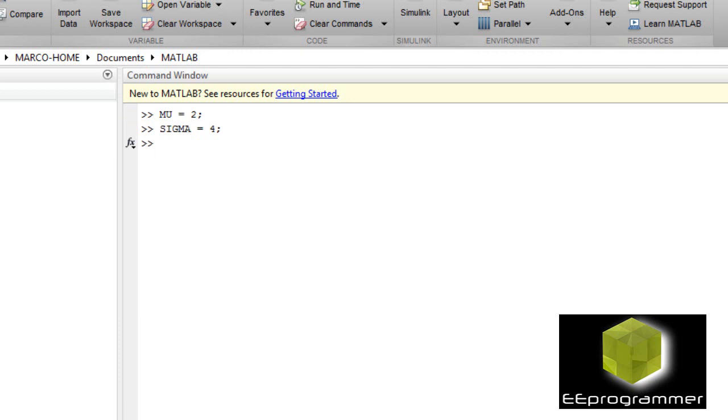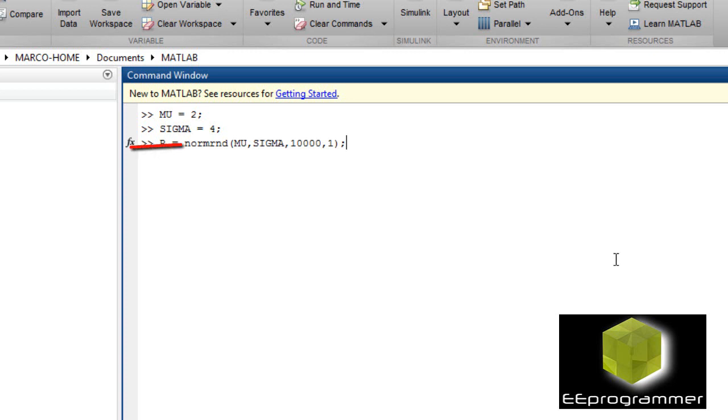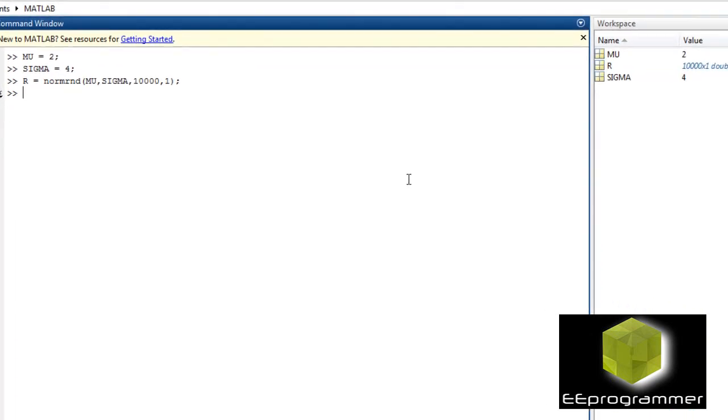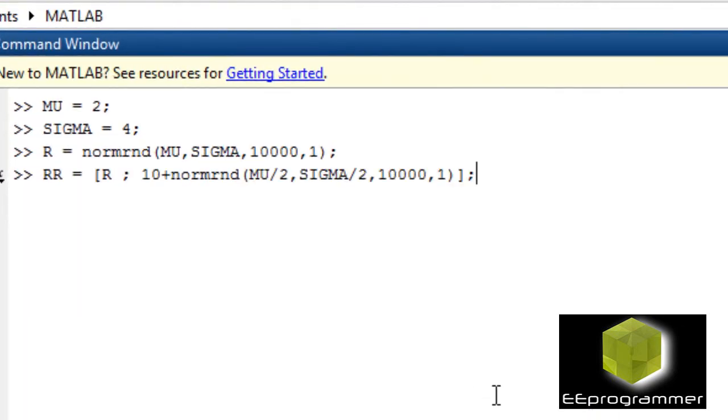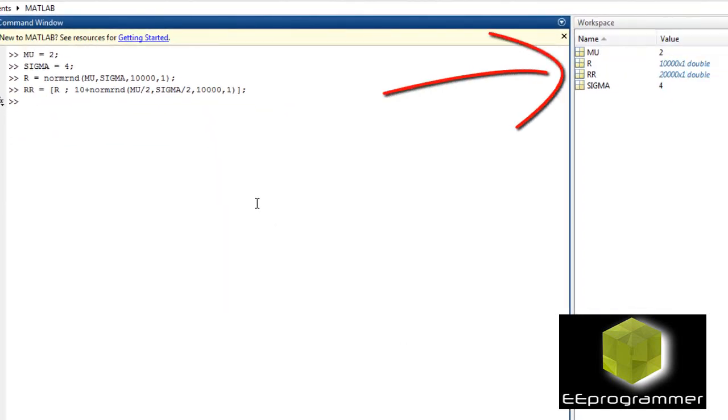And then I use a function. The function is normrand. Now, what it will do is create some data according to a normal distribution. So I am now creating 10,000 data points of normally distributed random data. After that, I create RR, another set of data. RR combines the original R and another set of normally distributed data. I have a total of 20,000 data points in RR.